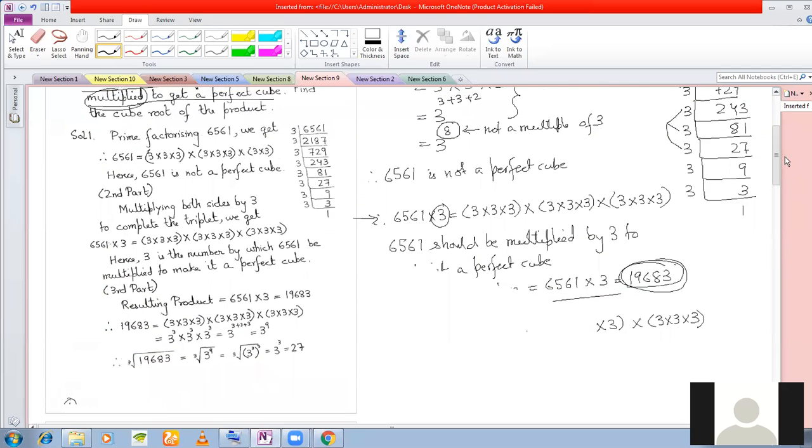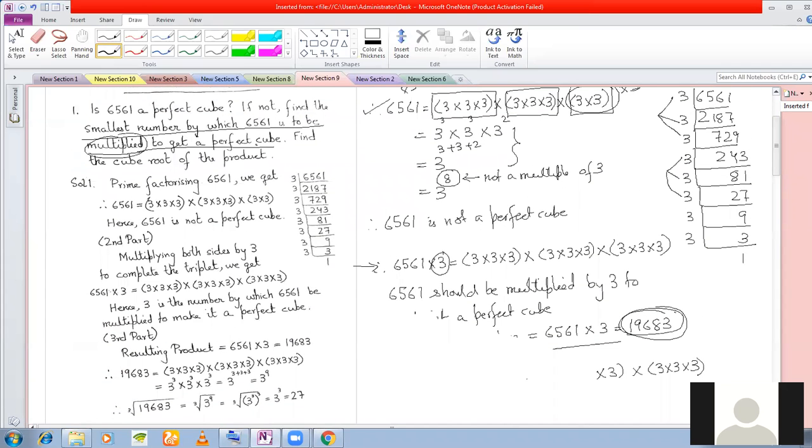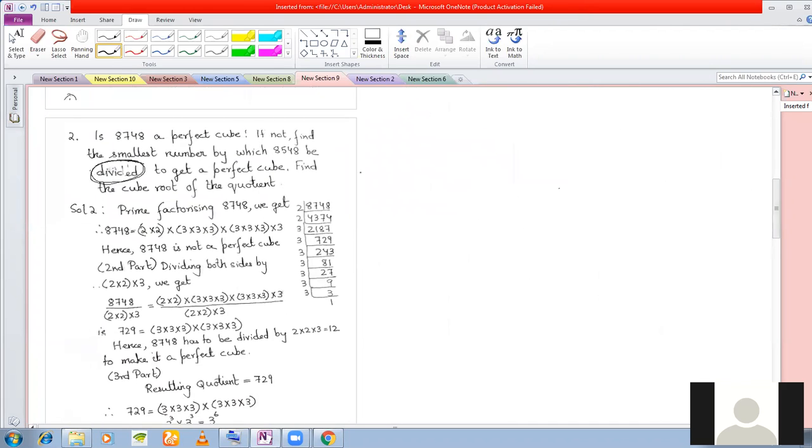In the previous question, we had to find the cube root of the product, and the product that we got was 19683, because we multiplied 6561 by 3. This time, by what number must I divide 8748? Whatever I divide by, I must get a quotient, and I need to find the cube root of that number. So let us first check whether 8748 is a perfect cube. So we prime factorize.